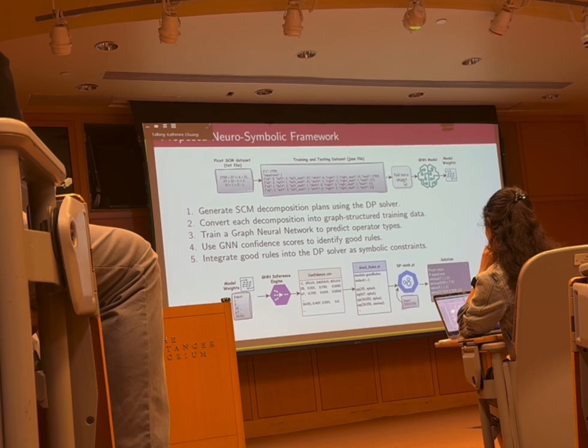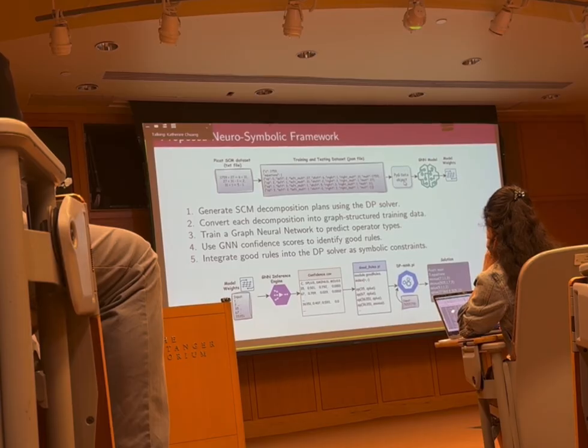Here is our architecture for the neurosymbolic framework. We first use PyCat to pre-calculate some solutions and generate the SCM decomposition plans, to gather all the solutions as our training set. Besides gathering the solutions, we have to convert each decomposition into a graph structure training dataset, as listed in the upper side. That is a JSON file structure there. And then we train a GNN to predict the operator types, which is offline.